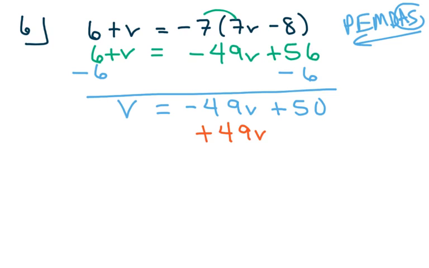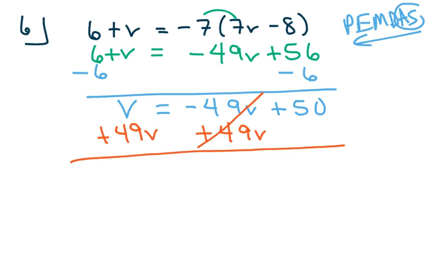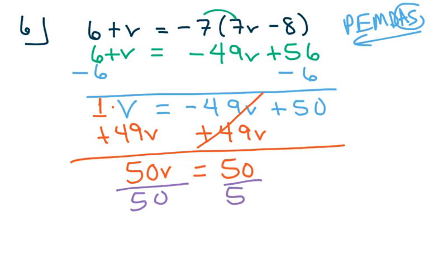This is why it's called multi-step. You have to move over twice. This will cancel. This is 1v. It's like saying one violin plus 49 violins is 50 violins. So you get 50 violins equals 50. Divide both sides by 50. And again, it's like the previous problems. We get v equals 1. So my solution set is 1.